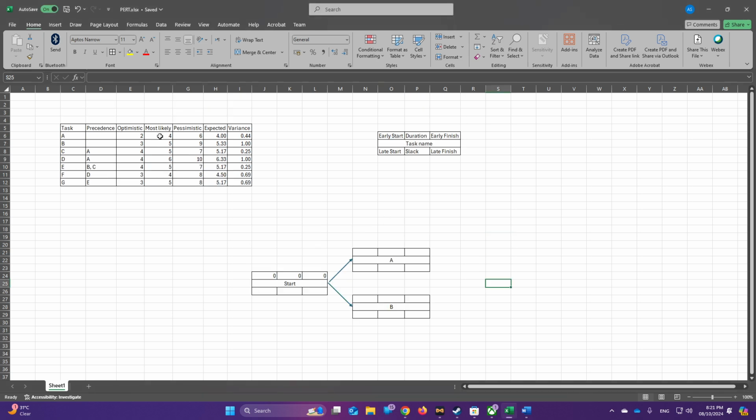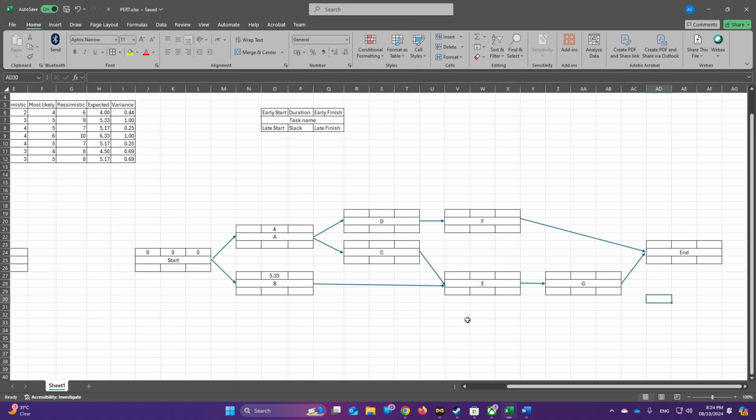We have here the duration for task A, which is the expected value. So here we have 4, and for B we have 5.33. Okay. Now as you can see here, I made the rest of the nodes.